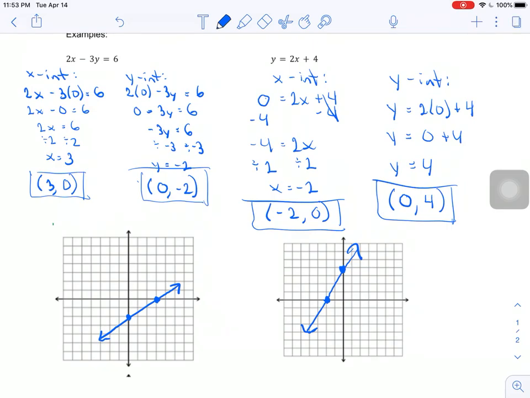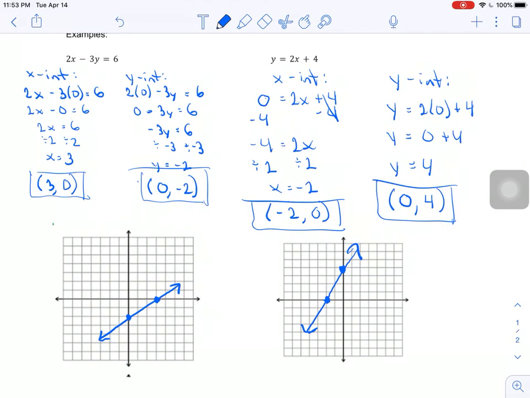So this has the same end result as making a table, but it's a different strategy. A lot of people like this strategy a little bit better than making a table because they feel like it's a little bit faster. It also causes people to ask, well, why would I ever want to make a table again if I could just use the intercepts, because they're fast to calculate?